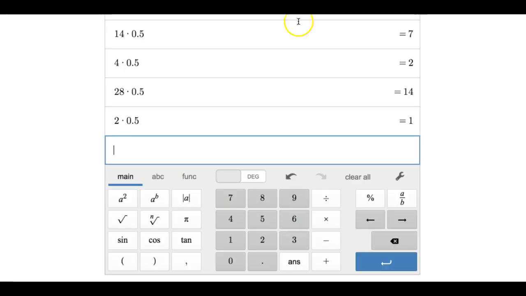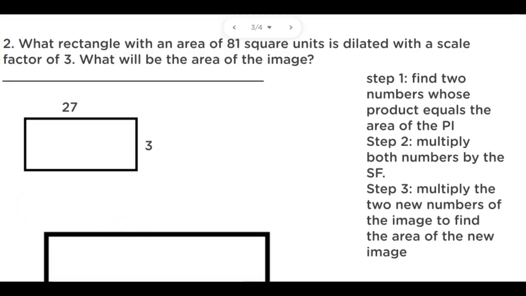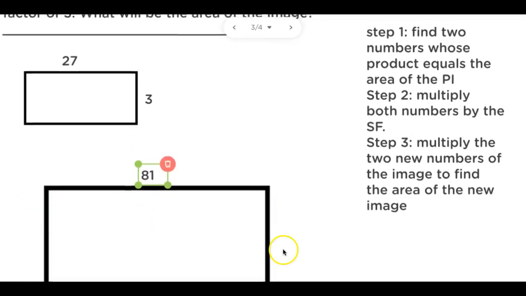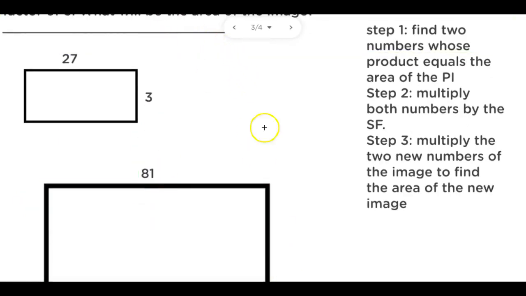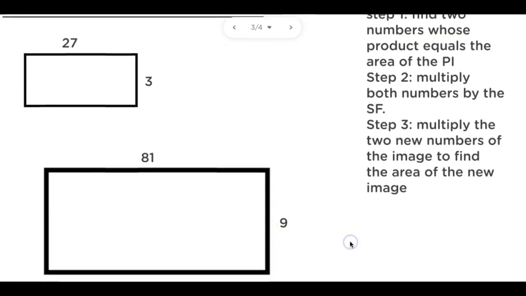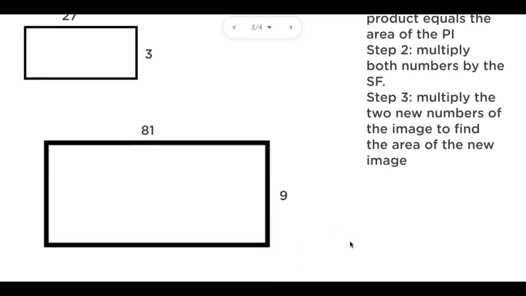And so 27 times 3 is 81, and 3 times 3 is 9. So we're now looking at 81 and 9. That's step 2.